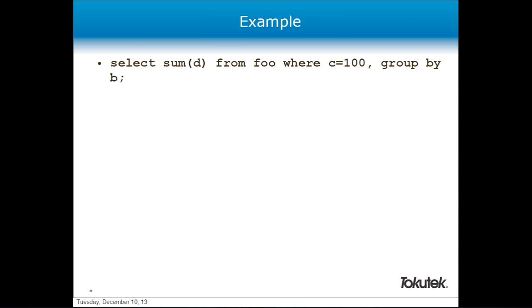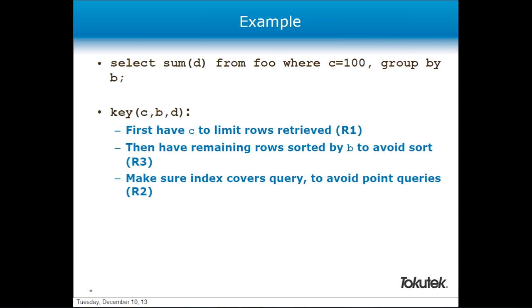Example 2. Select sum D from foo where C is equal to 100, group by B. This is similar, but we have to add that column of B at the end. Once again, you have C to limit the rows retrieved. Then you have the remaining rows sorted on B, so you take advantage of rule 3. But then to make sure that the index is covering the query, you're going to want to add the column D. And there you go.